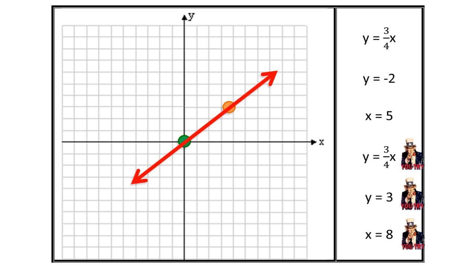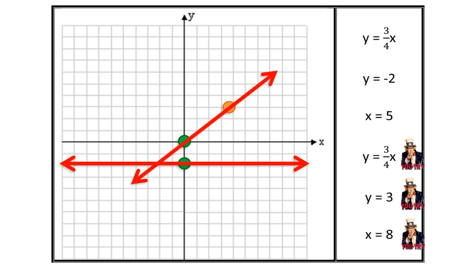Y equals -2. I can either look at the fact that there is no x term, so it's a 0 slope, which means I have a horizontal line. The y-intercept is -2. So at -2, there has to be a horizontal line that crosses the axis at -2.